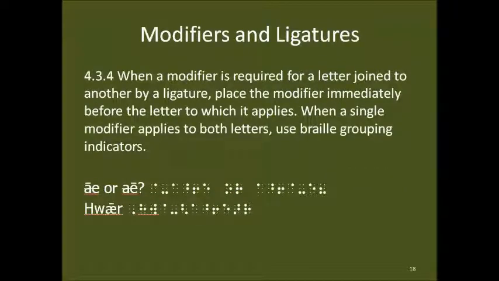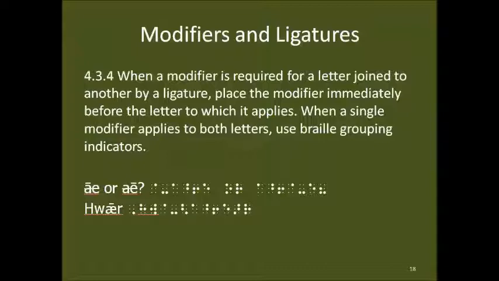When a modifier is required for a letter joined to another by a ligature, place the modifier immediately before the letter to which it applies. When a single modifier applies to both letters, use those Braille grouping indicators that we talked about in a previous slide. So our first example, we have the A and E joined together with a cross through. You can barely see it in print, but it's there. And then it's showing just the A has a macron above it, not the E. Or the other way around, we have A and E. There's a cross through ligature mark there, but only the E has the macron. So we Braille exactly the way it is.